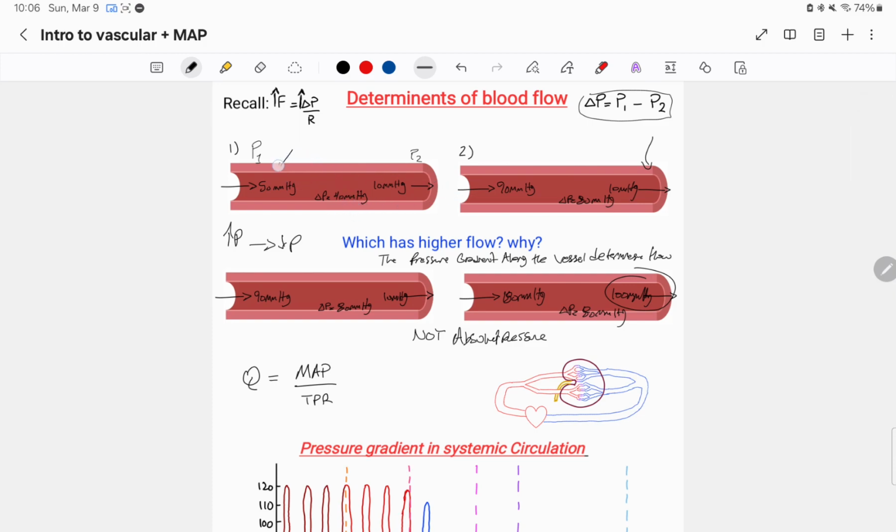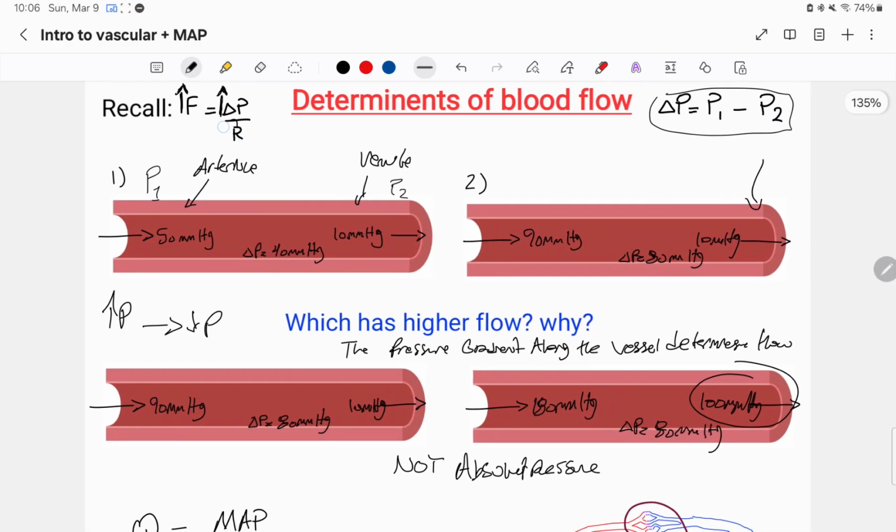Some of you might be a little confused as to why I'm entering the arteriole at a high pressure, but leaving the venule at a lower pressure. I'll explain this in just a moment. Bear with me. But that is the effect of a pressure gradient on blood flow. Now, we could go into resistance here, but this video will become too long. So we'll have a separate video talking about resistance and how it influences flow.